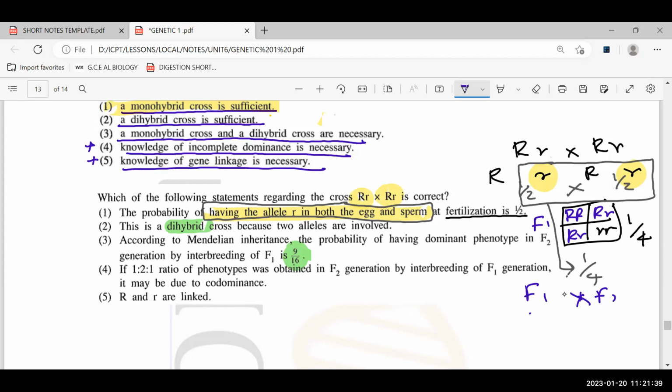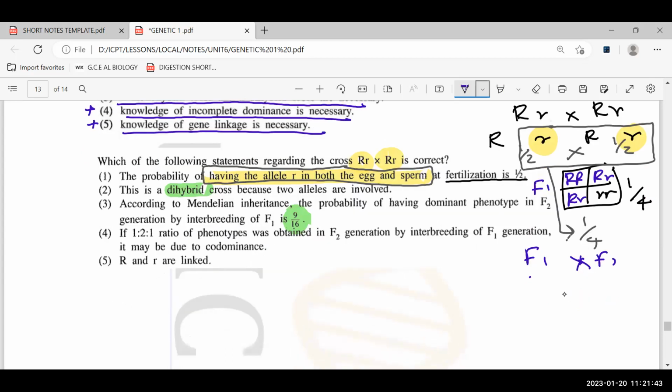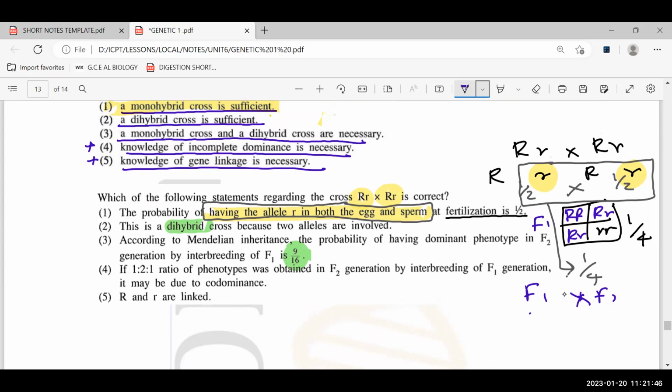So if we are trying to go for the F2 generation, we don't know which one we're going to use. For example, we can use a capital R, capital R. We have a capital R, simple R, and simple R, simple R, then the probability of having dominant phenotype. And they have given here 9:3:3:1, the dihybrid cross ratio.